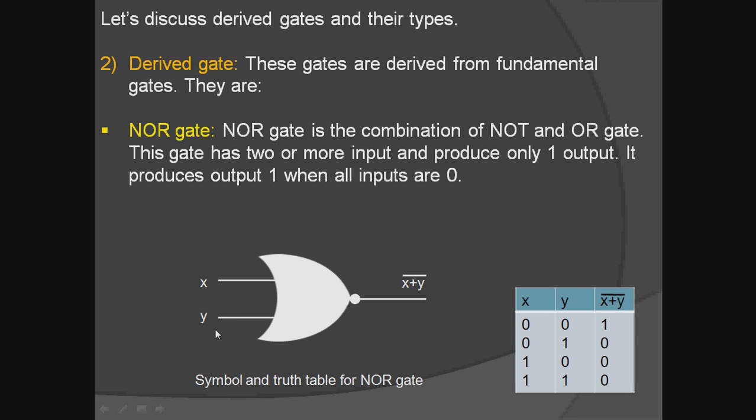Similarly, 1 plus 1 is the output of the OR gate, which is 1, but because of this NOT gate, the output becomes 0. Alright, so that's why the NOT gate is written here after the OR gate.